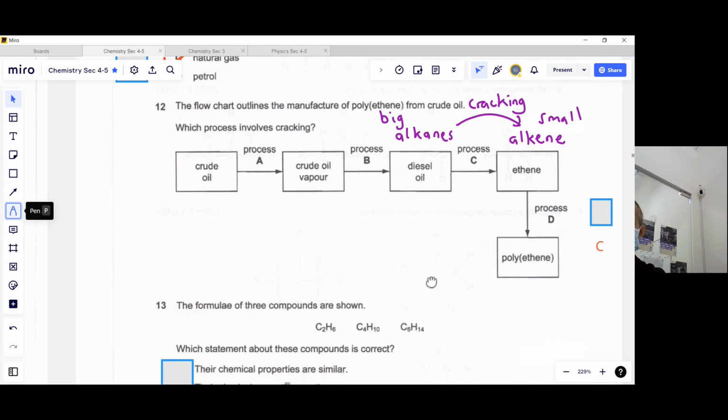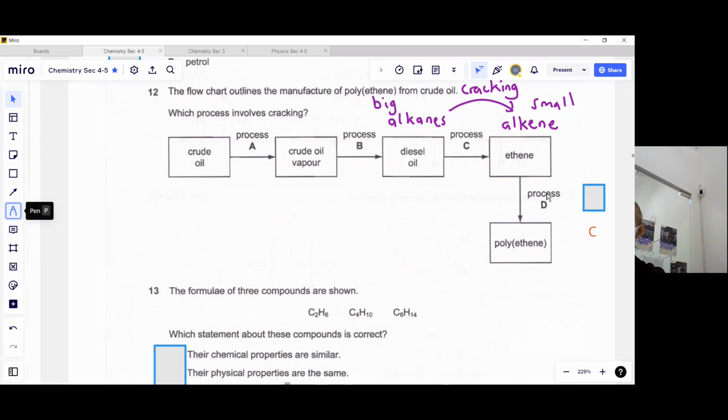All right. Having said that, come, Charlotte, tell me, process D. What is process D? Okay, good. Make sure you recognize the rest. D is polymerization.